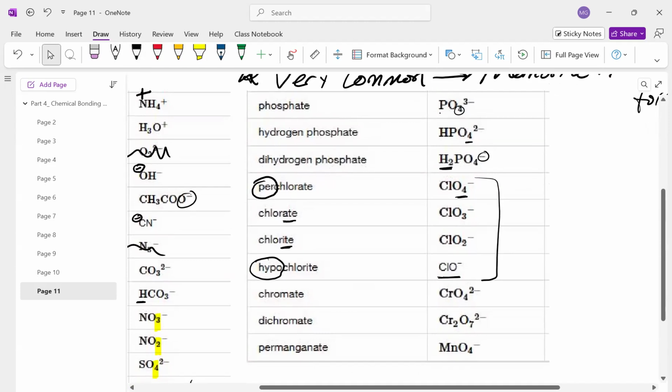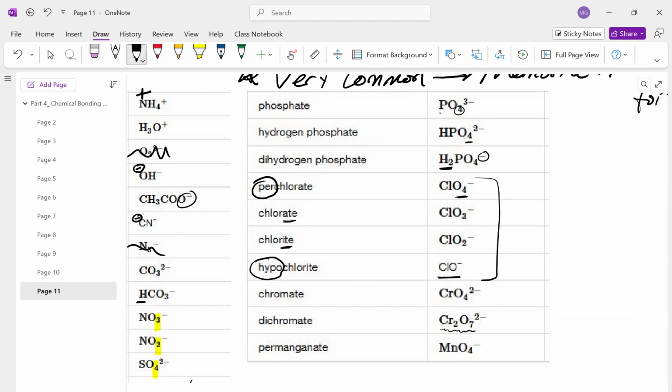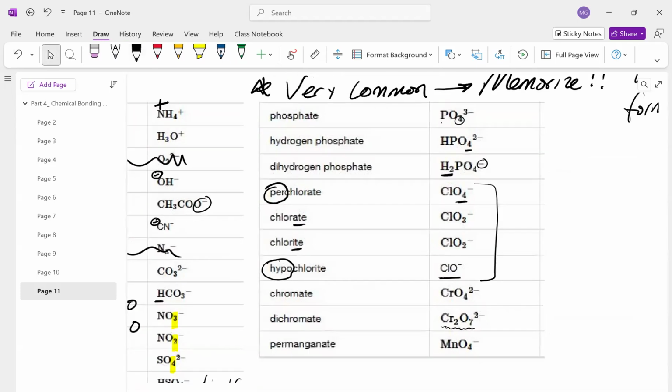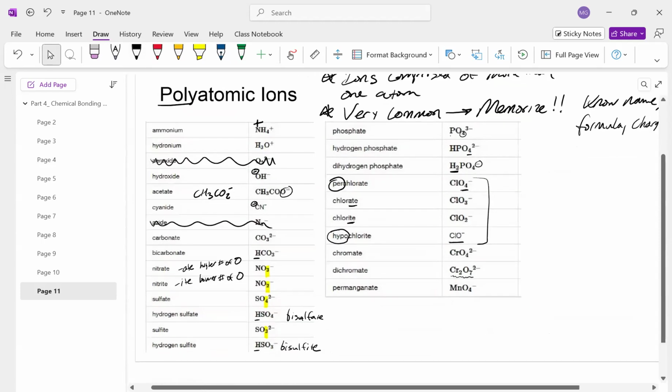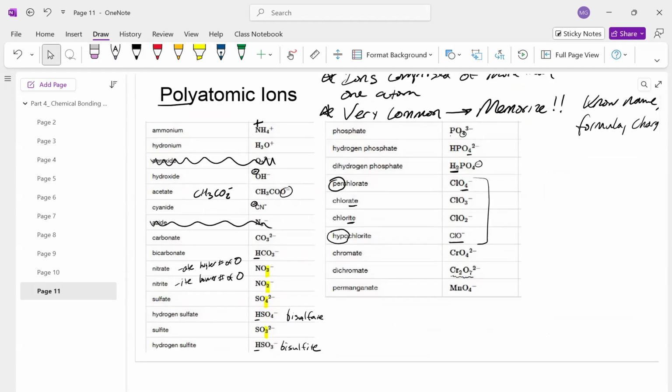Then we have chromate, CrO4 minus 2. Dichromate has the same charge, slightly different number of atoms, Cr2O7. And then permanganate, MnO4 minus. So as I said before, I need you to memorize all of these. Name, charge, formula, and it might even be helpful to make index cards out of them. Make some flashcards and start memorizing these now.